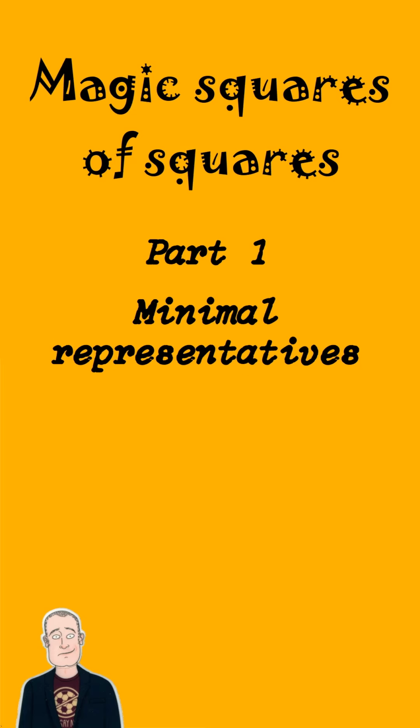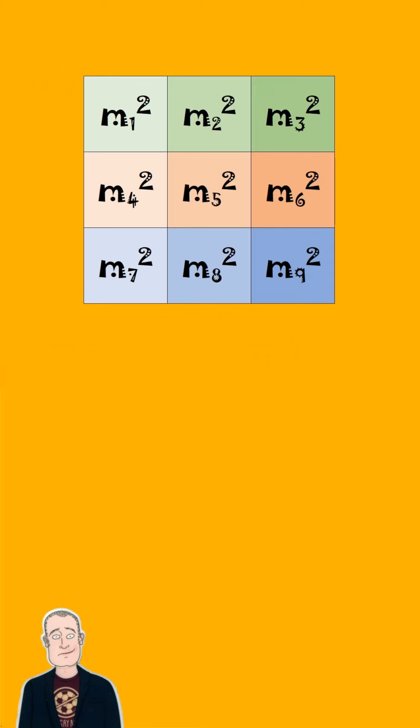Magic Squares of Squares. Part 1. Minimal Representatives. A proper 3x3 magic square of squares is a 3x3 matrix containing 9 different integer square numbers, where each row, each column and each diagonal sum up to the same number m. We call that number the magic constant.